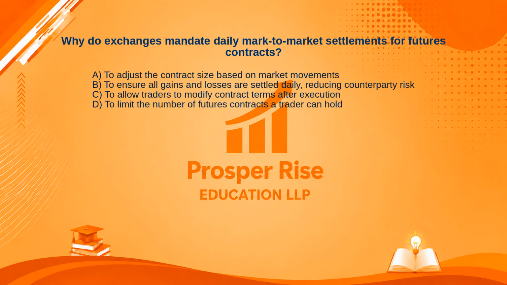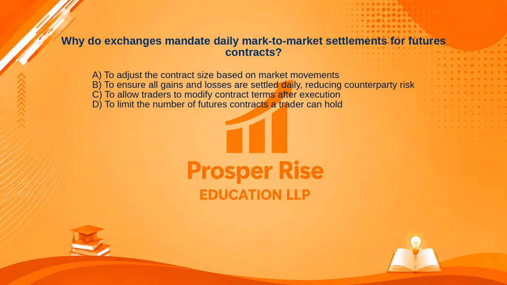Here are your options. A. To adjust the contract size based on market movements. B. To ensure all gains and losses are settled daily, reducing counterparty risk. C. To allow traders to modify contract terms after execution. Or D. To limit the number of futures contracts a trader can hold.